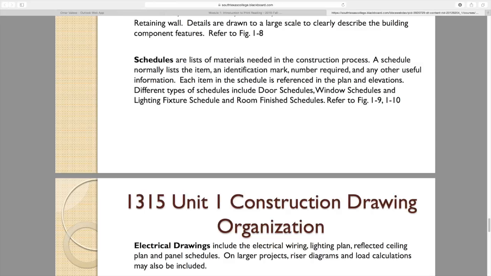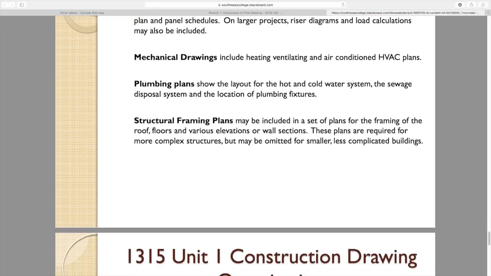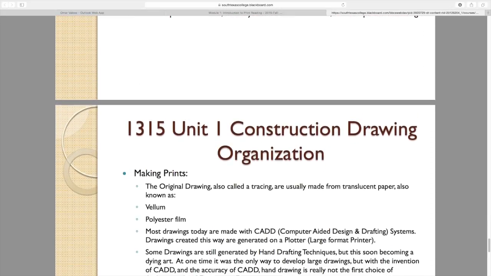And again, I'm going real quick because you can look for this in your book. Same thing for electrical, mechanical, plumbing, and structural framing plans. Read those on your own.